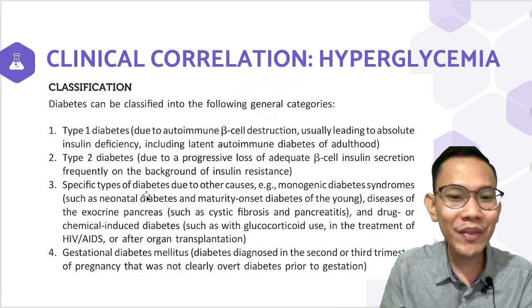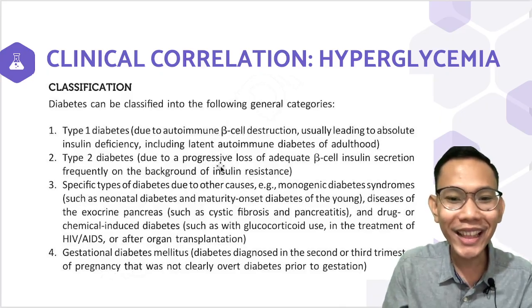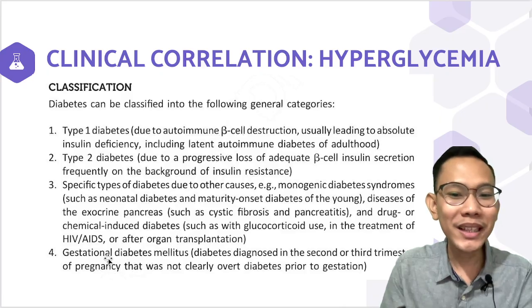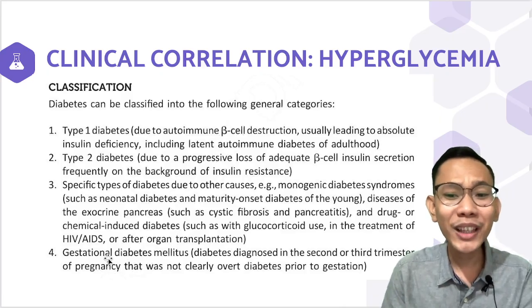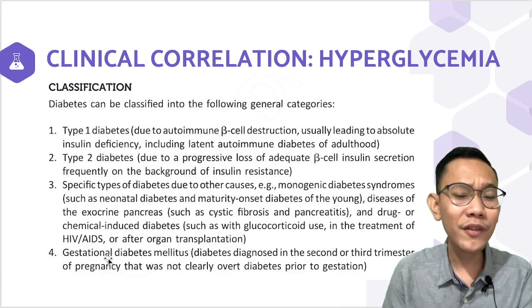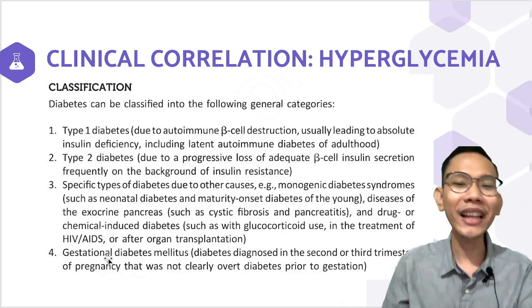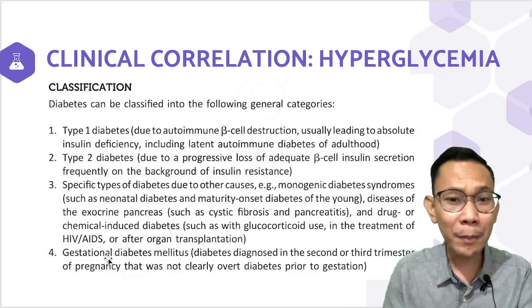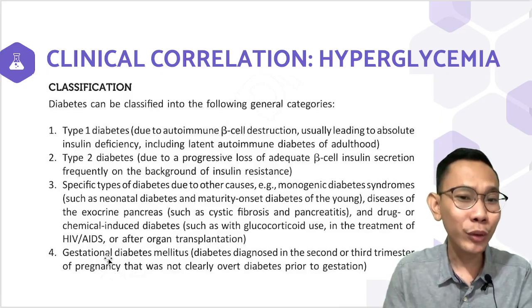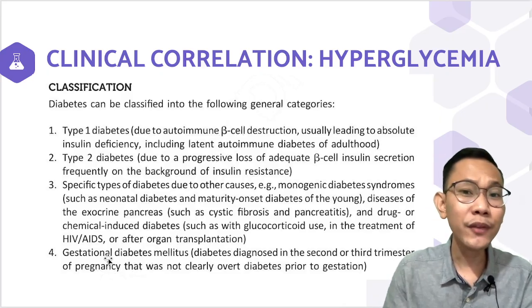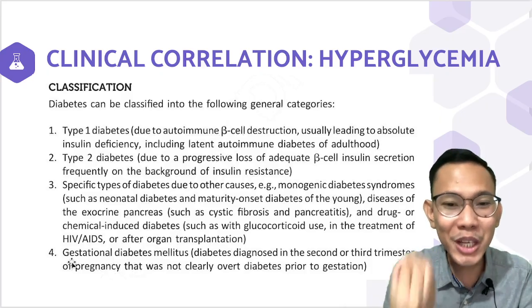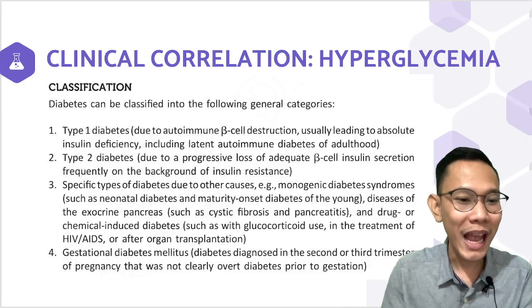And again, yung specific types of diseases, other causes, yun yung nakita natin na sobrang maraming factors. And lastly, we have your gestational diabetes mellitus. So this is a diabetes diagnosed usually in the second or third trimester of your pregnancy that was not clearly overt diabetes prior to gestation. So kaya nga nakikita natin yung mga mother nag-undergo ng prenatal check-up. So later on, malalaman nyo sa laboratory kung ano ang mga usually na nire-request for pregnant patient. And the procedure on how to properly instruct those patients, malalaman nyo yan sa laboratory application.